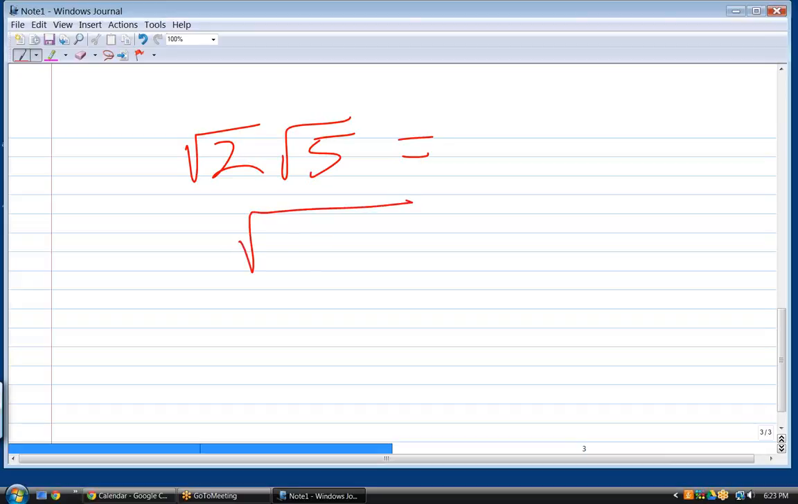Same thing as this. 10, right? So it's the square root of 10. Yes. Okay. So as long as you're multiplying and they're both square roots, you can multiply the two numbers together and just take one square root.